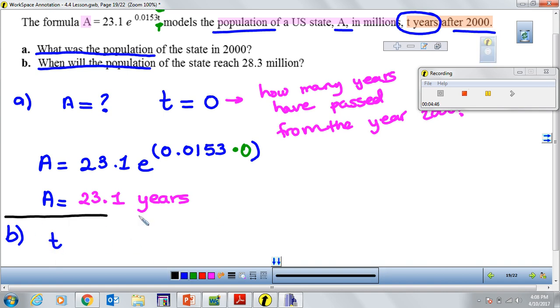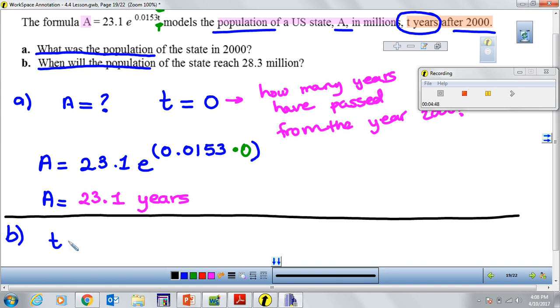So that was the answer for part A. Here what we are looking for is the time. It's a question that is related to the time: when will the population of the state reach 28.3 million? So the population is 28.3 million.